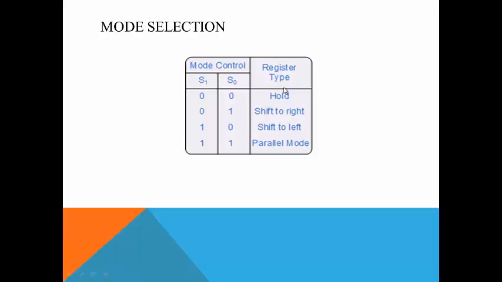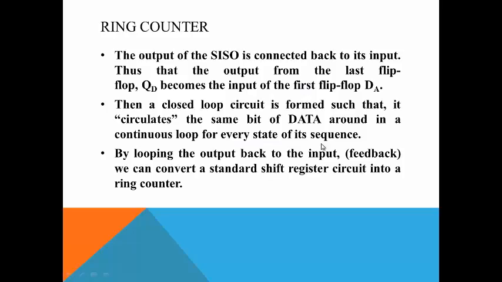0 for hold, no change; 1 for shift left, and so on. These signals will act as a control signal for the shift register. Okay, now this ring counter is a counter because it goes through a definite number of sequences.